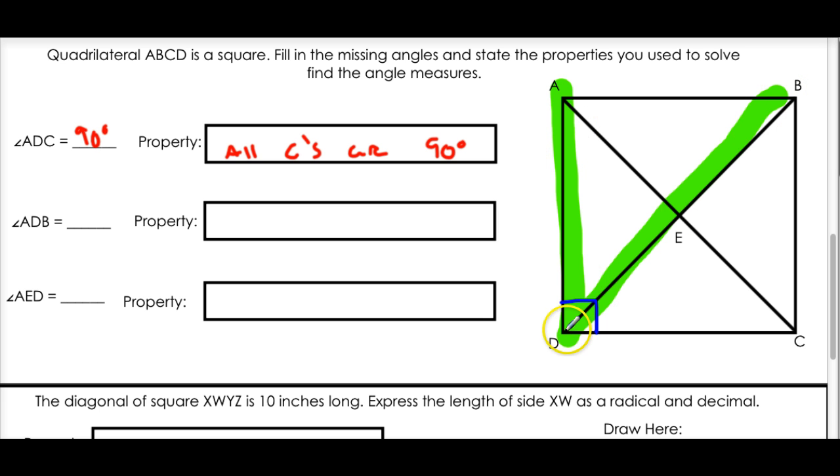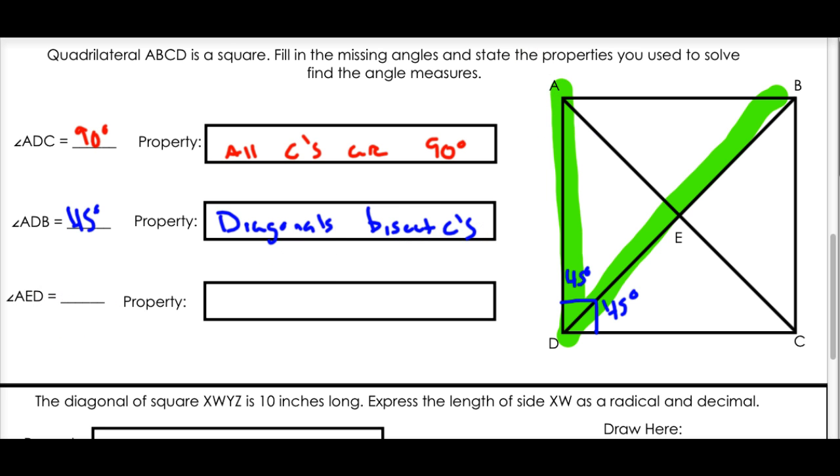So BD bisects ADC, meaning that if it cuts in half, it cuts a 90-degree angle in half, both of these are going to be 45 degrees because the diagonal cut it in half. So ADB is just 45 degrees, all right? And it'll always be that in every square, right? Because this is always cut in half. So we know that diagonals bisect the angles.